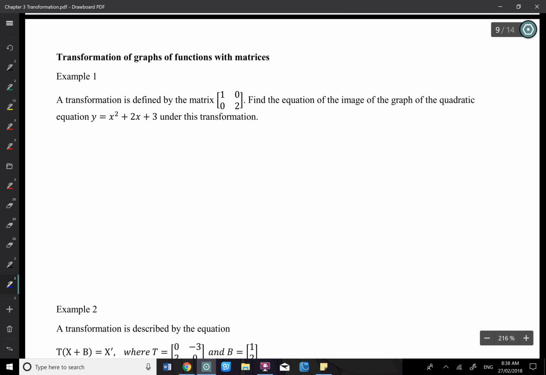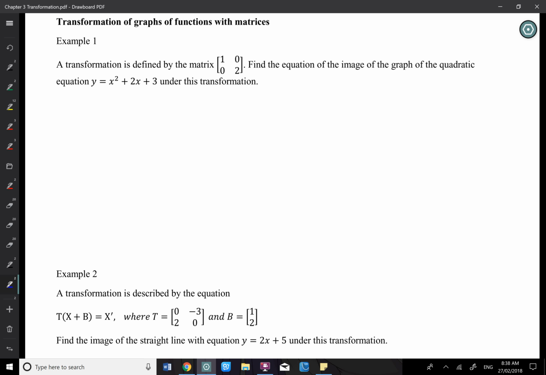Okay, yesterday we talked about how to use a matrix to represent a transformation. We have dilation and reflection given by a 2 times 2 matrix, where a particular matrix represents a particular transformation description. And if there's a horizontal or vertical movement, we add a 2 times 1 matrix at the back to represent the movement.